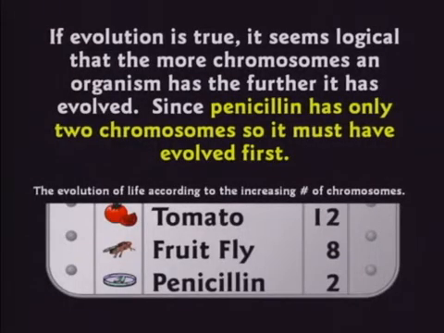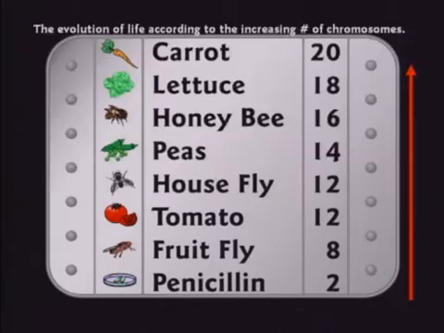Fruit flies have 8. I put together some critters and said, I think I know how evolution really happened. Penicillin was first, and it evolved to a fruit fly. And then it evolved to a tomato. Or a housefly. They're twins, they both have 12 chromosomes. Very hard to tell the difference between those two. And then slowly over millions of years, they got some more chromosomes and became a pea. And then it evolved to a bee. Now here you can see the similarity. P, B, very similar. And then very slowly it evolved to lettuce. And over millions of years, finally, triplets were born.